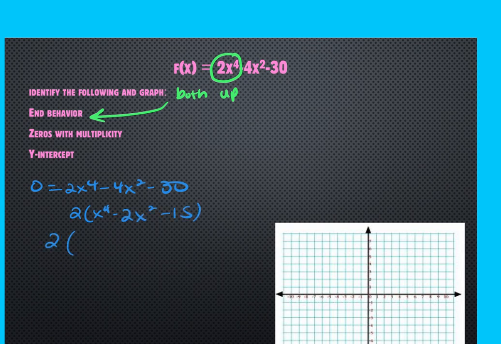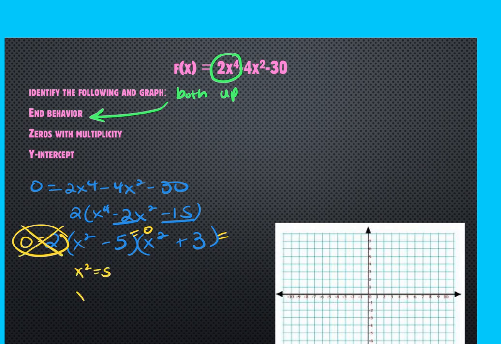And then factors of x to the 4th, or x squared and x squared. Factors of negative 15 that sum to negative 2 would be negative 5 and positive 3. And then I'm going to split and solve this. 2 can never equal 0, so I ignore that one. And then I'd get x squared equals 5, x equals plus and minus the square root of 5. And I'd get x squared equals negative 3, and I'd get x equals plus and minus the square root of negative 3. Since it's an imaginary number, I also ignore that. And then these are the x values of my zeros. So negative square root 5 and positive square root 5.